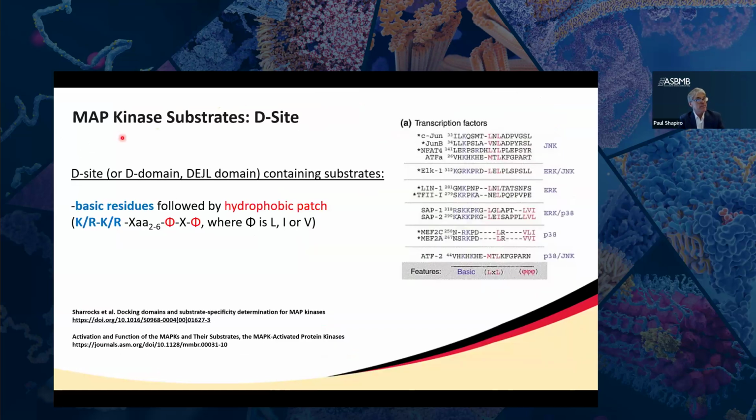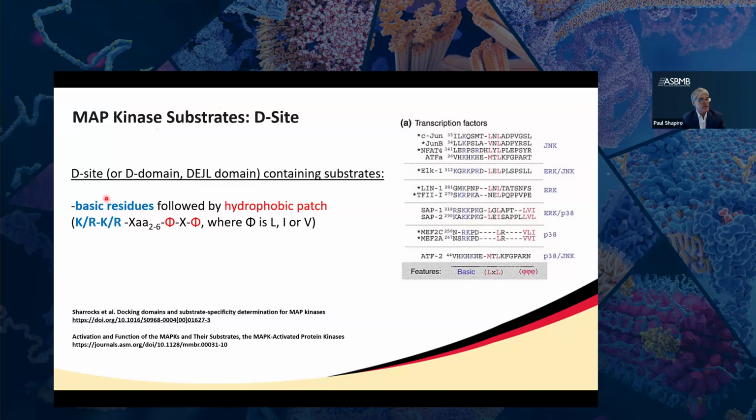And so it turns out that many MAP kinase substrates have different docking sites or domains that are involved in kinase recognition. And the first one I want to talk about is the D site. It's also called the D domain or the DEJL, for docking site for ERK or JNK LXL motif.